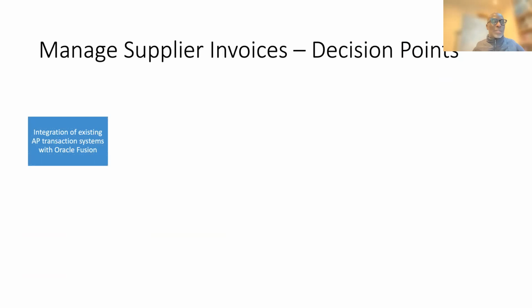So I've exploded the decision points out a bit so that you start to think about this when you're going through this. One is the integration of existing AP transactions with Fusion. Purchasing policy, you can start to ask them, do you have a no PO, no pay?